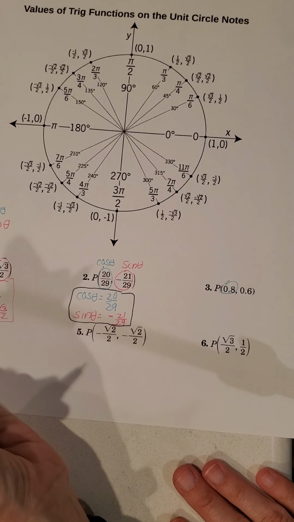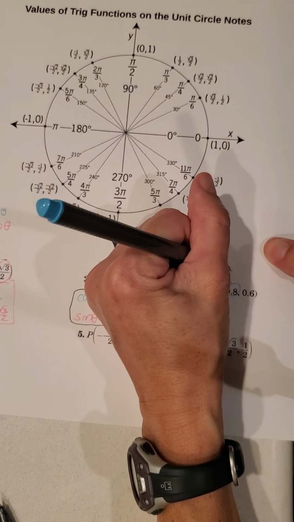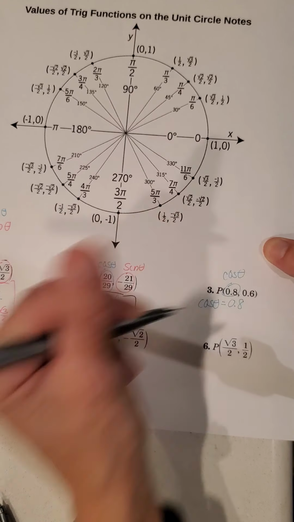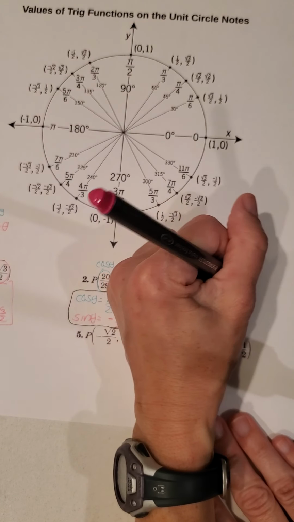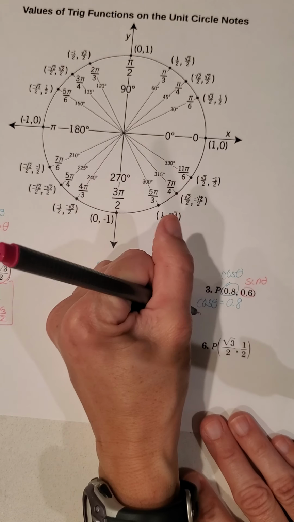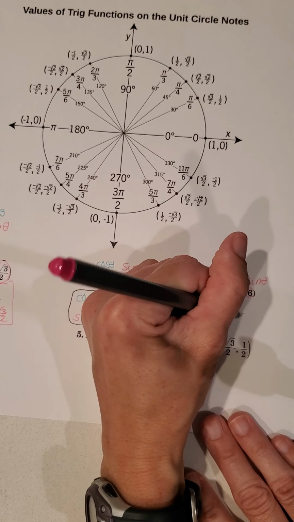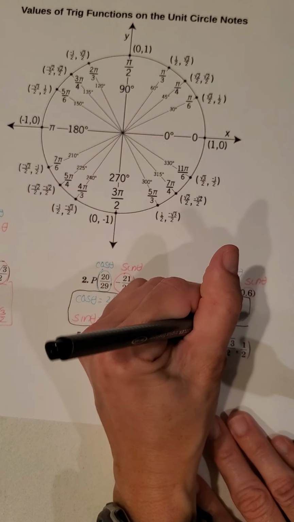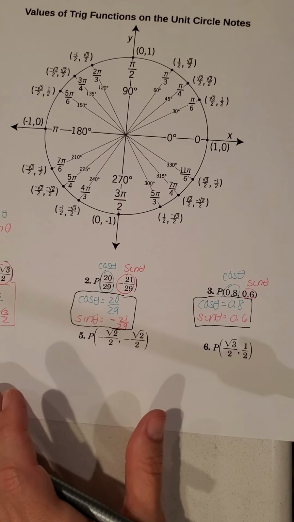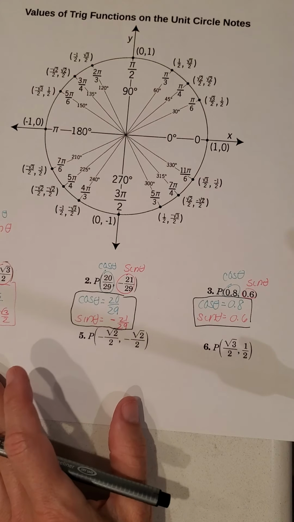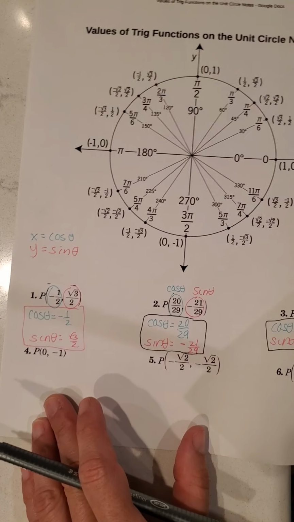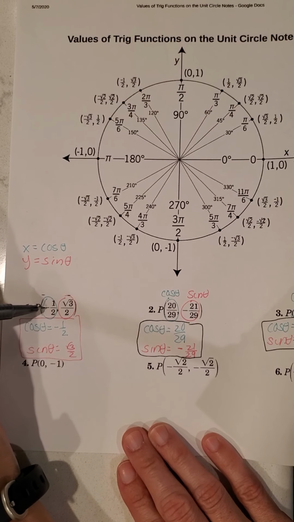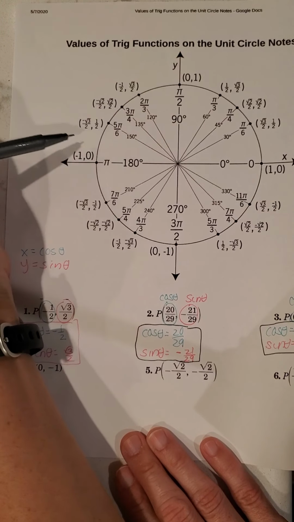Here's another point. It's 0.8 and 0.6, and so I know that my cosine is the x-coordinate, 0.8, and my sine is the y-coordinate, 0.6. I wouldn't be able to find these angles without a calculator. I would have to use a calculator to find them. The very first one I'd be able to find because it's on the unit circle. If I wanted to know what angle it is, I would just have to find that point, negative 1/2 and root 3 over 2. Because x is negative and y is positive, I know I'm in the second quadrant.